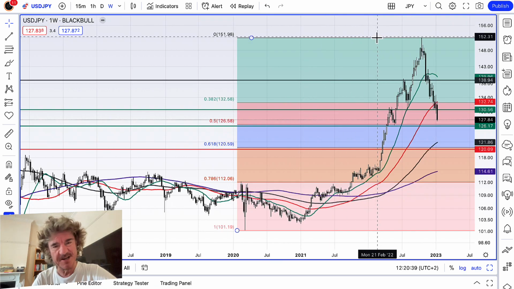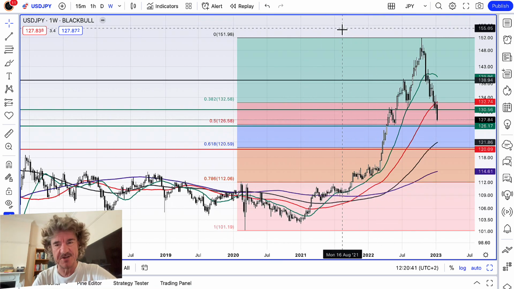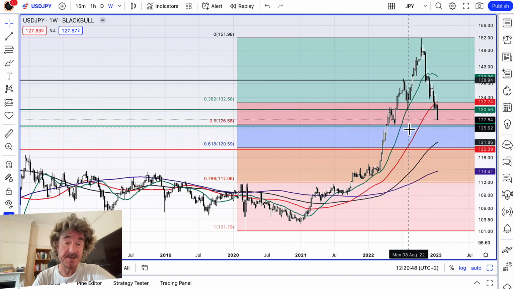So let's talk about the dollar yen. Now, I know a lot of traders have been caught long on this pair, so let's have a look at realistically what's going on. This is the weekly chart. You can see the dollar yen has plummeted quite dramatically along with the dollar index, which we'll have a look at shortly. But we're approaching the 50% Fibonacci retracement level.